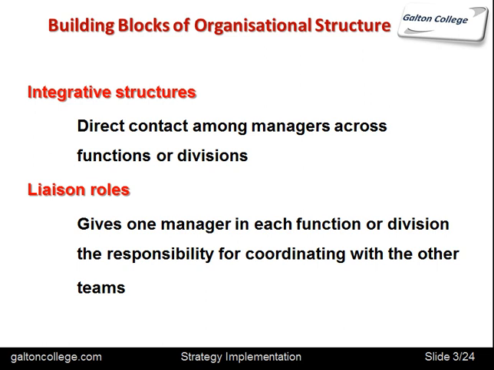There could be a situation where a liaison role is desired. In other words, give one manager in each function or division the responsibility of coordinating with the other teams. So they liaise, they speak to each other, and they have regular meetings, and they understand the issues in each department, and they work more effectively as a team as a consequence, and they're more integrated and more focused on the overall objective of the business.